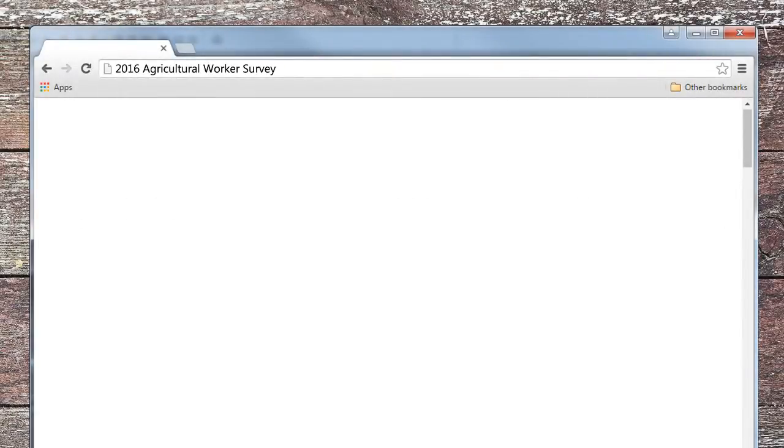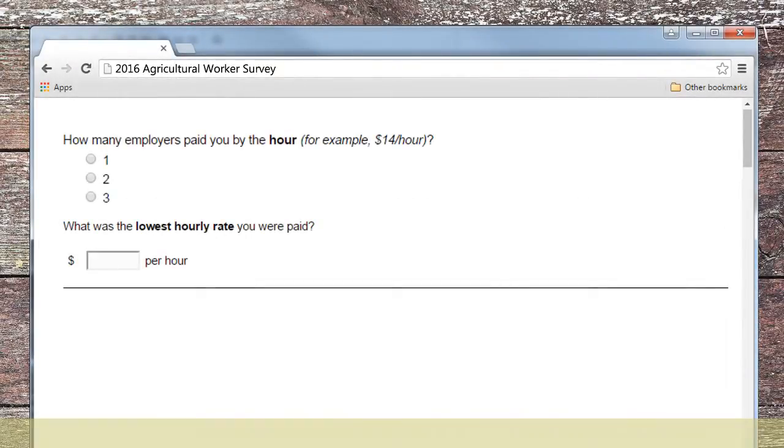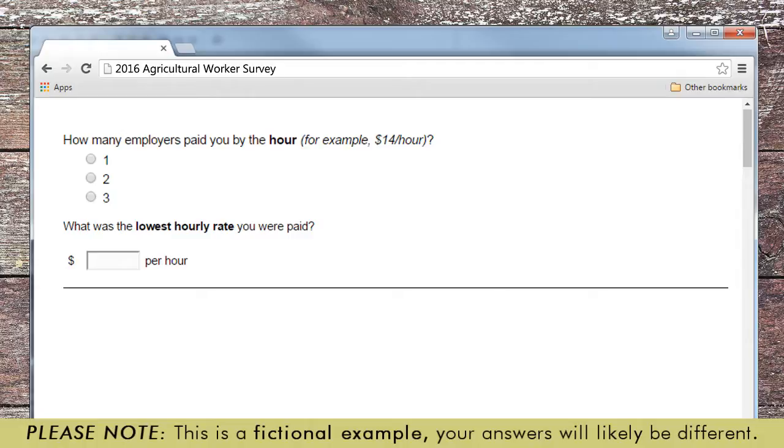This question covers hourly rates. How many employers paid you by the hour? For the example, I was paid by the hour at one of them. Because I was only paid by the hour for one employer, the next question asks, what is your hourly rate? I was paid $14 an hour, so I'd respond $14. Let's say I was actually paid an hourly rate at all 3 farms. Then I would have to respond with the lowest and highest hourly rate that I was paid.